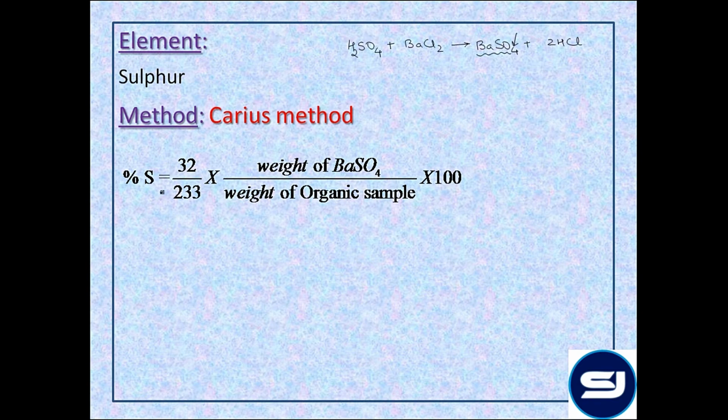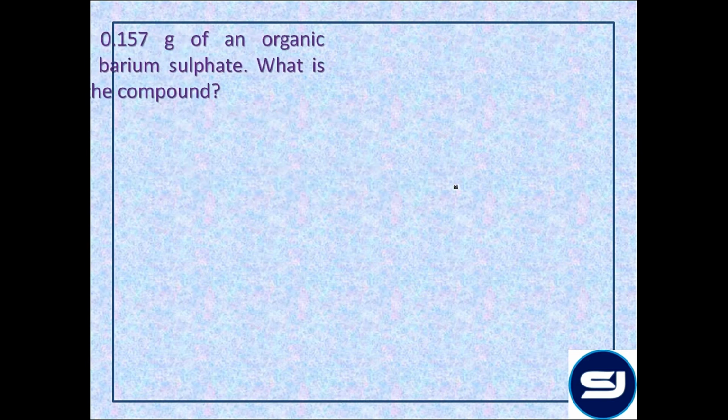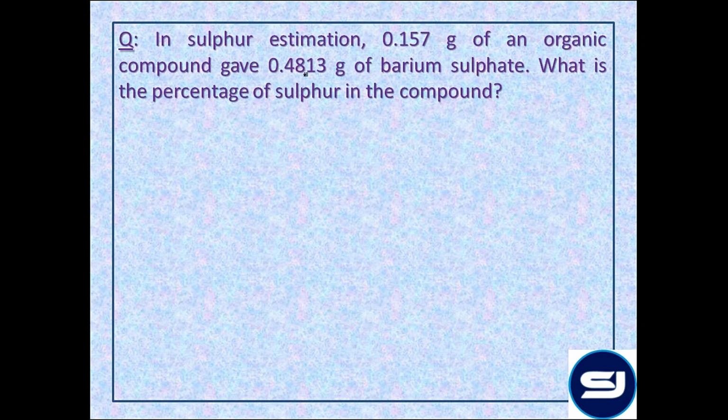So it's a simple trick to remember. 32 grams of sulfur in 233 gram of barium sulfate into weight of barium sulfate upon weight of organic sample into 100. So the formulas are similar. The ratio is just dependent on the amount of element present in the reference compound. Now let's see the example.